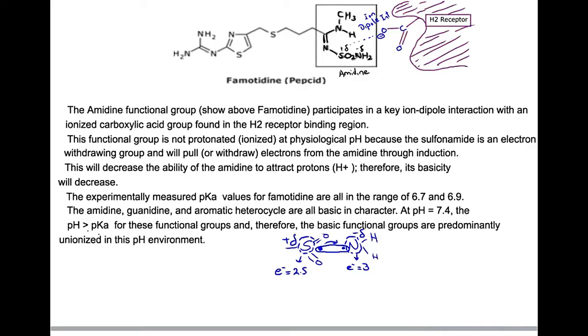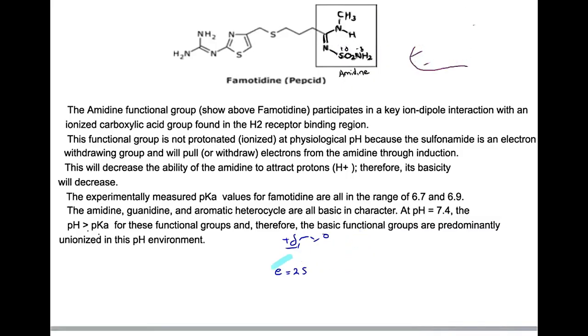Okay, and the dipole is a charge which is partial negative on the nitrogen and partial positive on the sulfur here. And this will make the ion of the receptor, which is a negative ion, attracted to the partial positive of the sulfur here, and this will make the ion-dipole interaction.